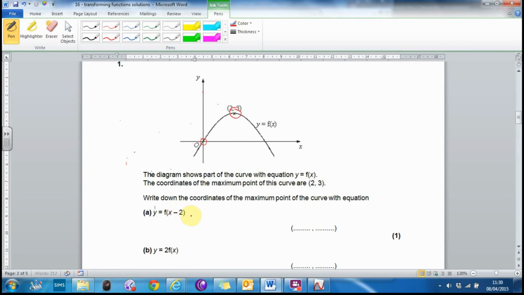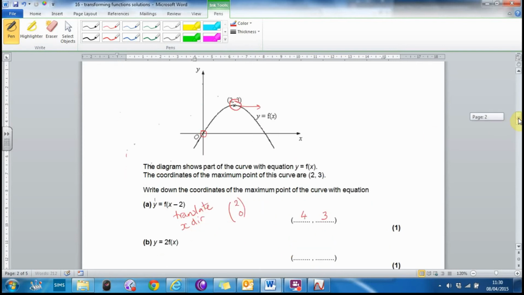It's adding or subtraction, which means it's a translate. It's inside the brackets, which means it's in the x direction. It's also inside the brackets, so the negative means it moves right, so it's going to be 2 right and nothing up or down. So the whole thing is going to move 2 right, which means that the point here is going to be, instead of 2 along, it's going to be 4 along, but since it's not moving up or down, it still has a y-coordinate of 3.